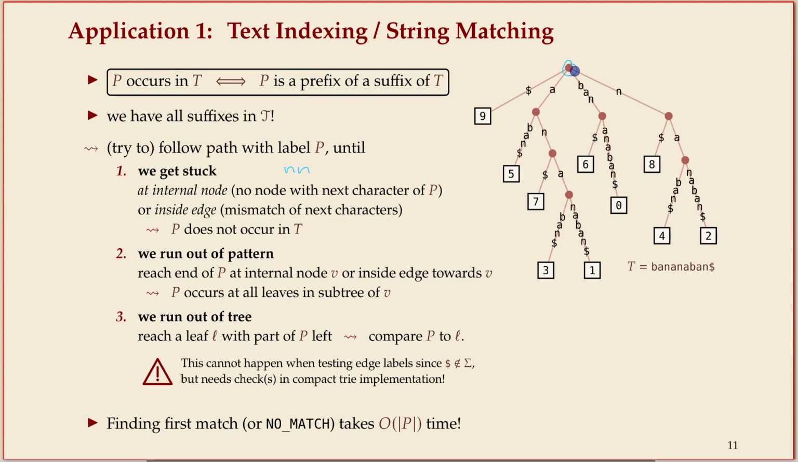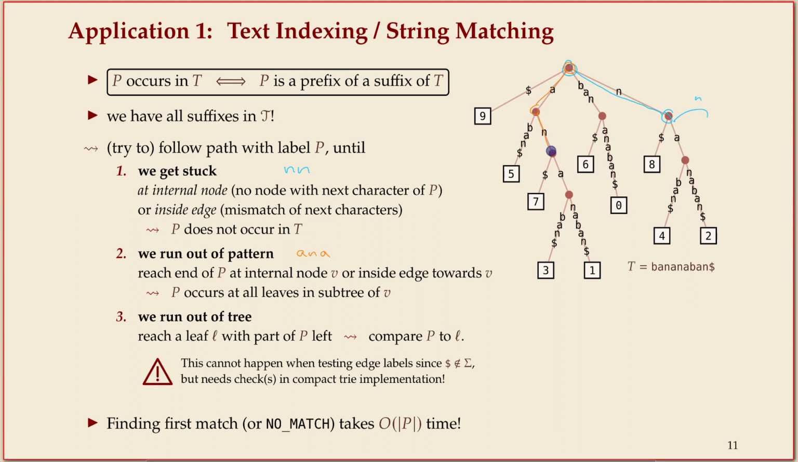So we start reading, we find one N, but then there's no edge for N. So we fall out of the tree, or we're stuck in that node. And that means the pattern NN does not occur in this text. And that's true. Banana band doesn't have double N. The other option is we reread and we run out of pattern. That's what happened in the example with Anna.